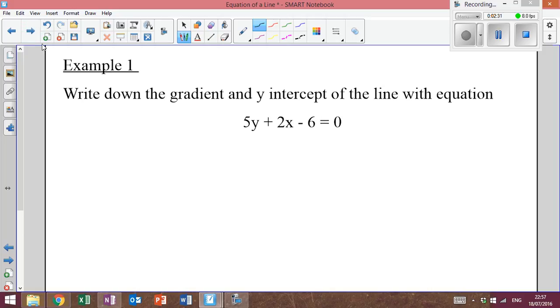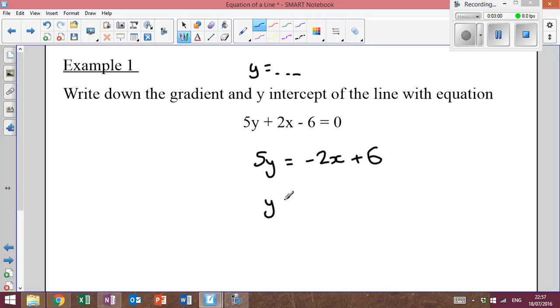I'm just going to look at a couple of examples, and you can see how it's maybe going to become a little bit harder at Higher. So we need to write down the gradient and the y-intercept of the line with that equation. Now we know to do this, we need it to be y equals everything. So we're going to change the subject so that it's y equals. First thing we can do is subtract 2x from both sides and add 6 to both sides. We're going to get 5y is equal to -2x plus 6.